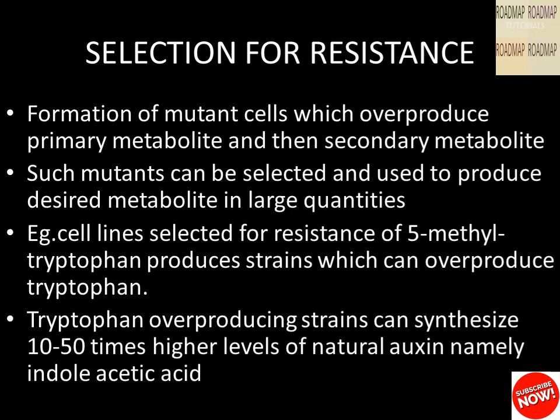Coming to the selection for resistance. Now, certain cells resistant to toxic compounds may lead to the formation of mutant cells, which can overproduce a primary metabolite and then a secondary metabolite. Such mutants can be selected and used to produce the desired metabolite in large quantities. So, one example such as the cell line selected for resistance of 5-methyltryptophan, which produces strains which can overproduce tryptophan. Now, these tryptophan overproducing strains can synthesize 10 to 50 times higher levels of the natural auxin, namely indole acetic acid. So, this is about the selection for resistance.